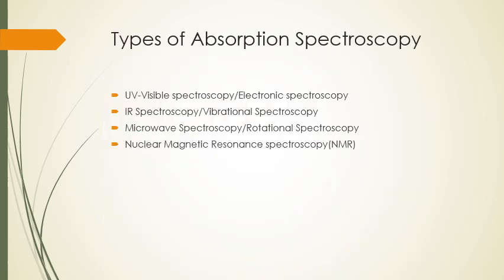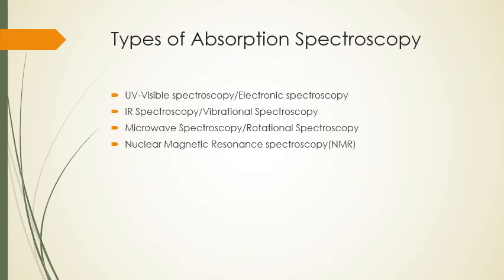We have read the absorption and the emission spectroscopy. It is easier to study absorption spectroscopy as compared to emission spectroscopy. So on the basis of studying absorption spectroscopy, we can categorize different types of absorption spectroscopy.